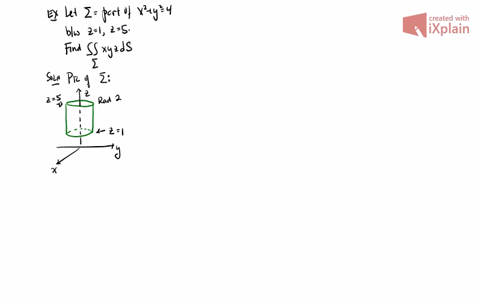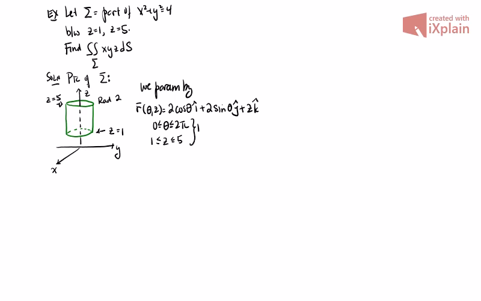So we can parameterize this. We need two good variables. So z is a good variable, theta is a good variable, so we'll use those two. We'll do 2 cosine theta i, 2 sine theta j, and z k. This is for theta between 0 and 2 pi, and z between 1 and 5. If this is a bit confusing, take a look back at section 14.9, because we did a few things like this. This can really help. And again, these two inequalities are the R that we have.